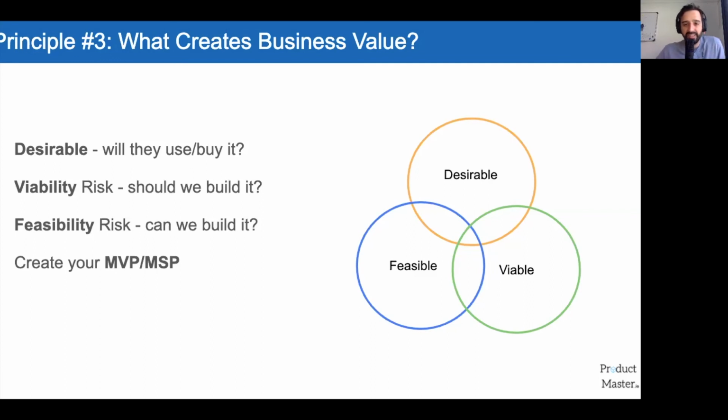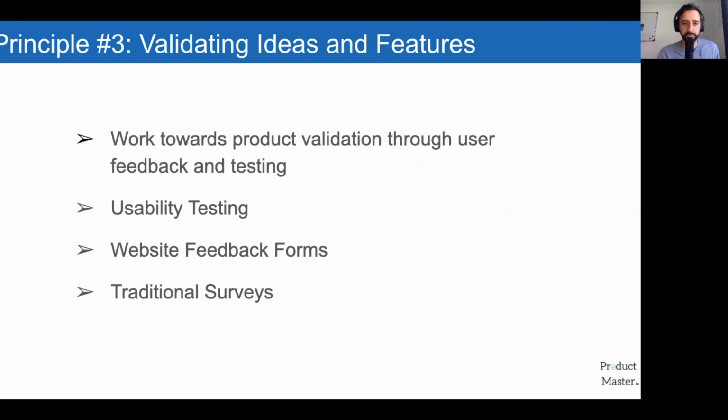And then feasible: can we actually build it? Is it worth it? Is it something complex and expensive? So can we actually build it? And this will help you create your MVP as discussed earlier, and that MSP, the minimal sellable product. So that's what's going to create value. So think about your users and then moving it into this space.